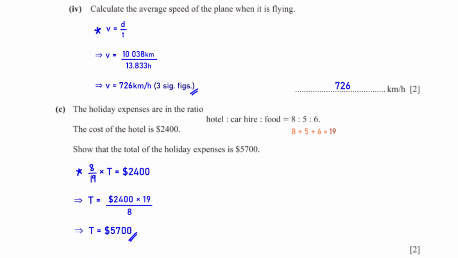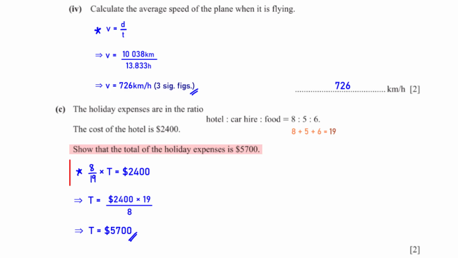The holiday expenses are in the ratio hotel is to car hire is to food equals 8 is to 5 is to 6. The cost of the hotel is $2,400. Show that the total of the holiday expenses is $5,700.